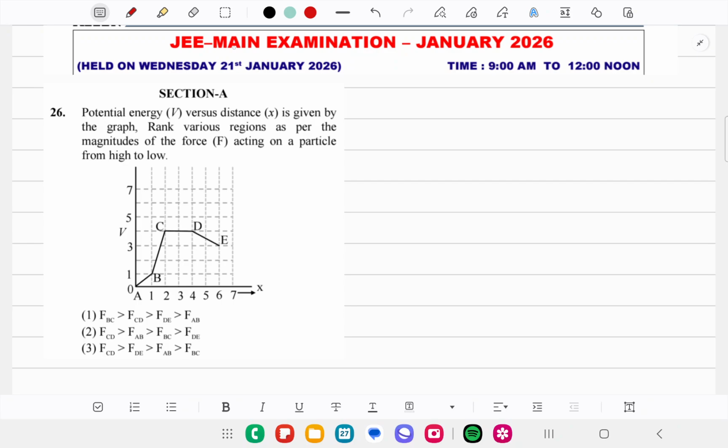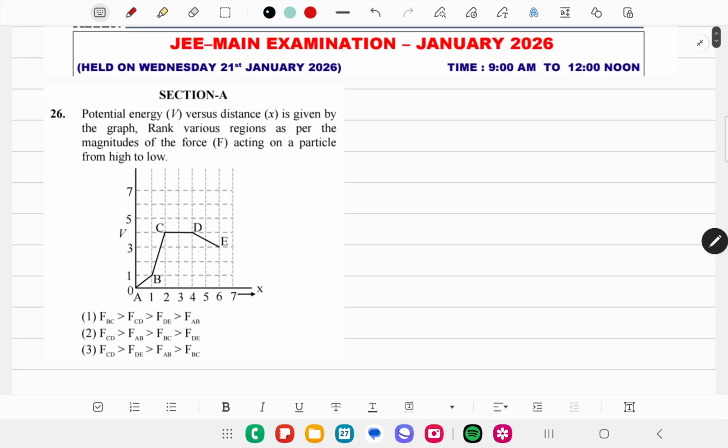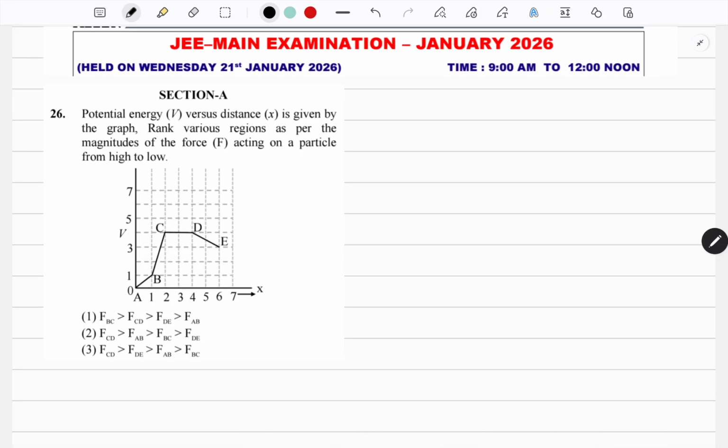So let's see the JEE Main exam, January 2026, the morning shift exam. You have to solve the JEE Main examination MCQ questions. So let's see the first question.